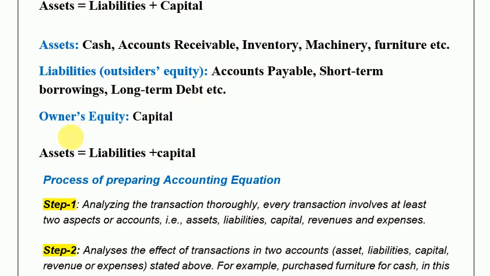Now we come to the owner's equity. Owner's equity is also known as capital or retained earnings. So this is what owner's equity is. Here the equation shows assets will always equal liability plus capital.